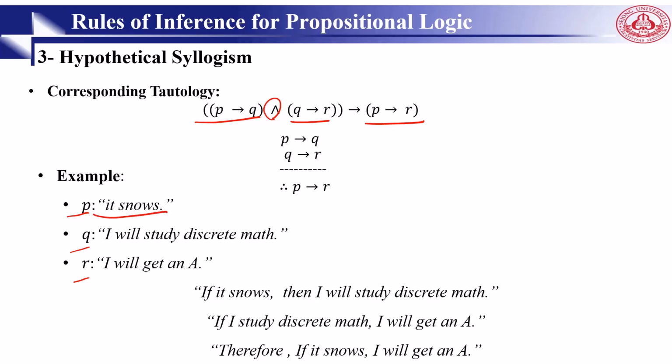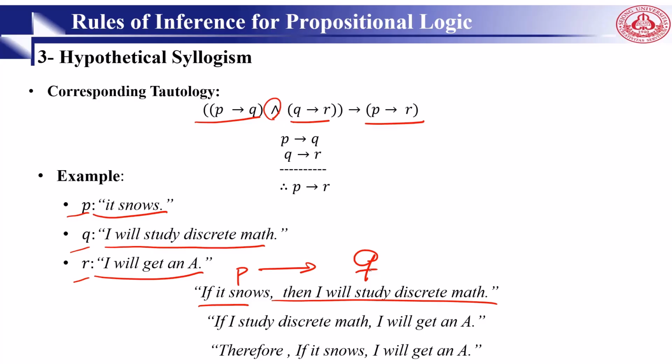It snows is P. Q means I will study discrete math. R is I will get A. If it snows, then I will study discrete math. This is P implies Q. This says Q, if I study discrete math, then I will get A, R, right? Therefore, if it snows, I will get A. It means P implies R.